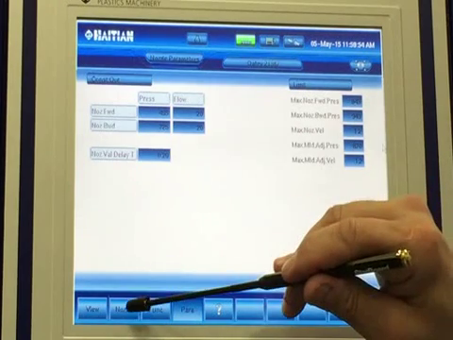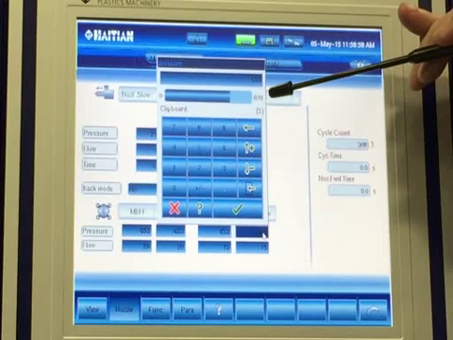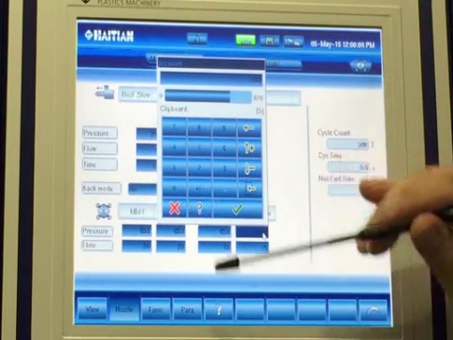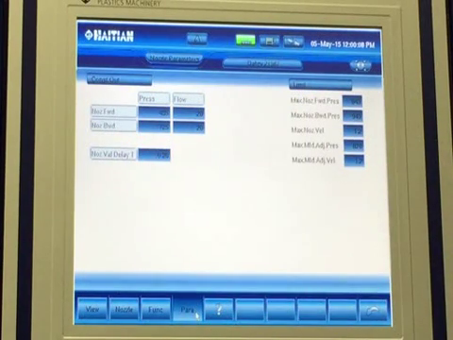So if we go back to our nozzle screen and look at what the pressure max is, it's 870 psi for our nozzle adjust. So if we go back to the parameter screen, and that takes care of the parameter screen.